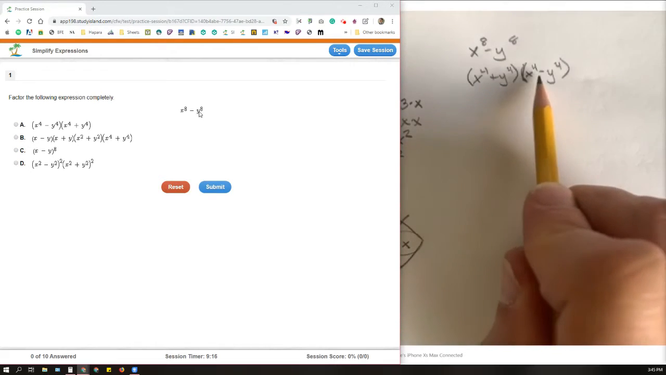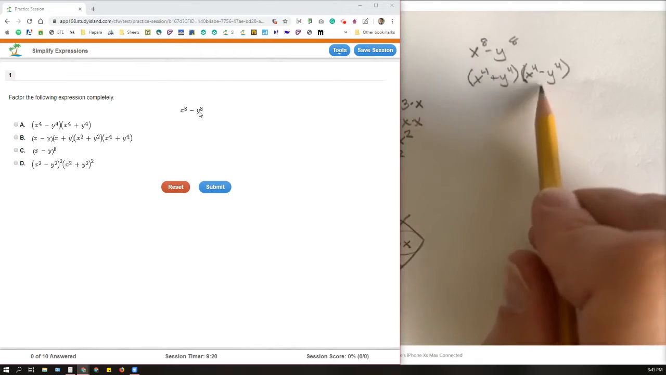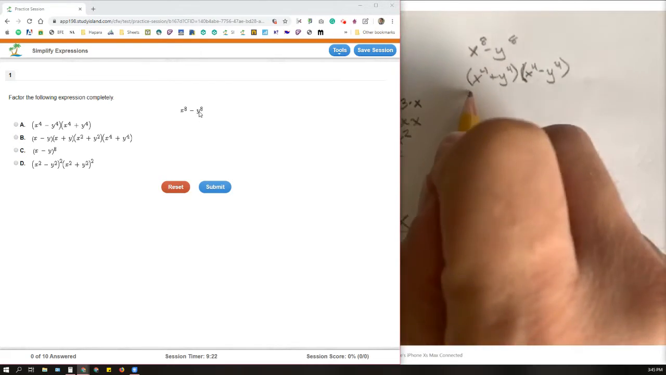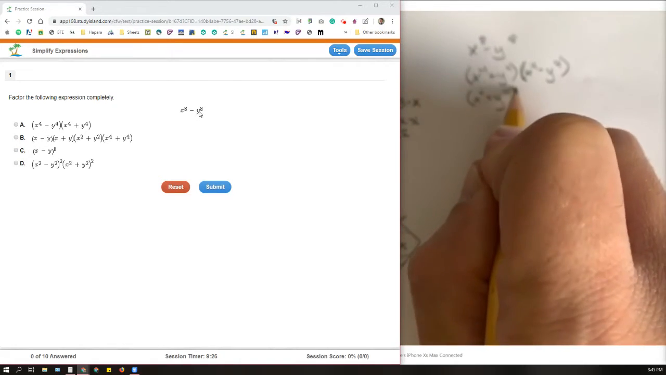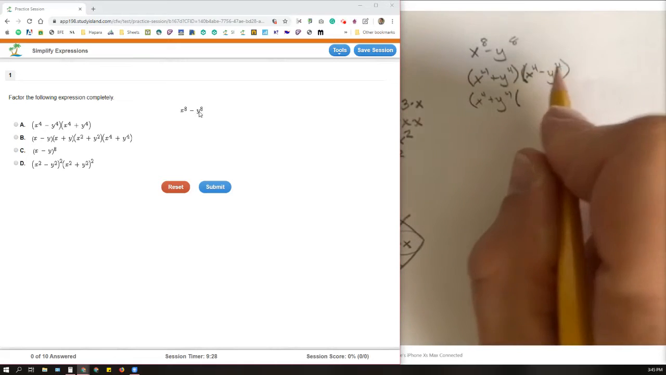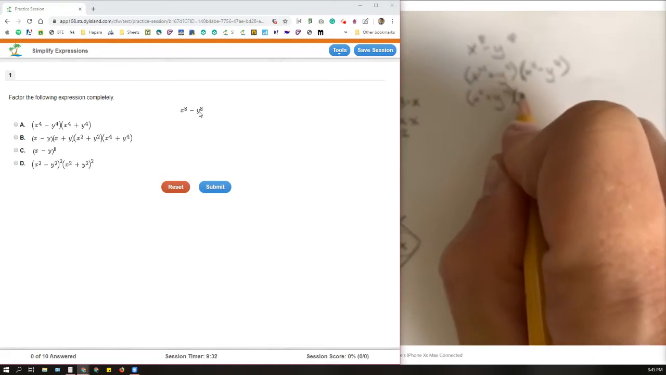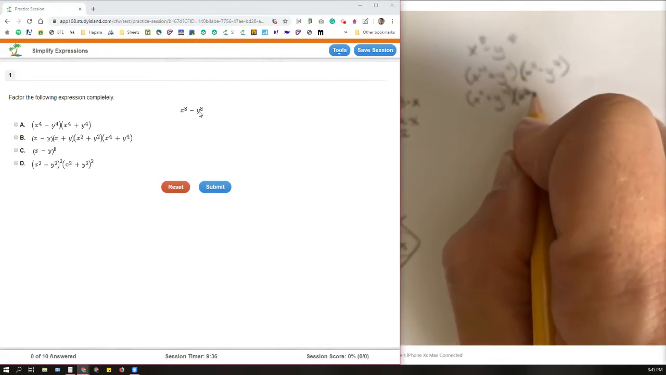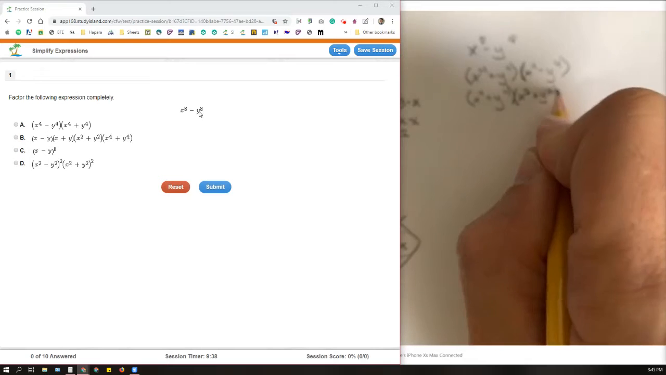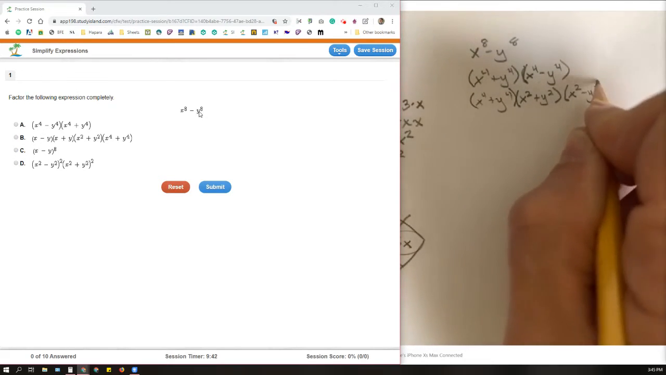But what do you know? X to the fourth minus y to the fourth, that's also the difference of two squares. So we can break that up. So we already have x to the fourth plus y to the fourth. We're just going to keep that for a moment. And now we're going to break up x to the fourth minus y to the fourth. X to the fourth, the square root of that is x squared. And the square root of y to the fourth is y squared. So x squared plus y squared times x squared minus y squared.